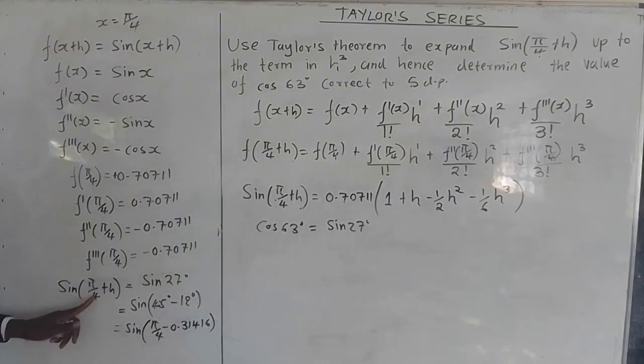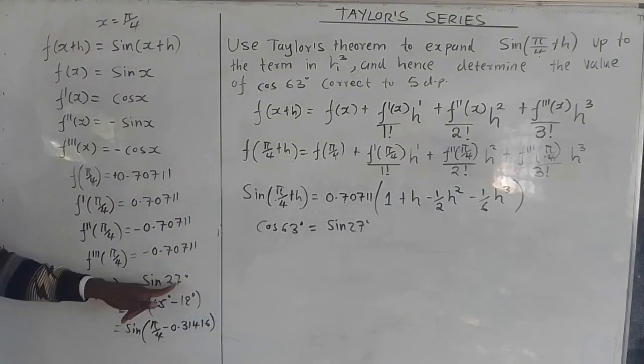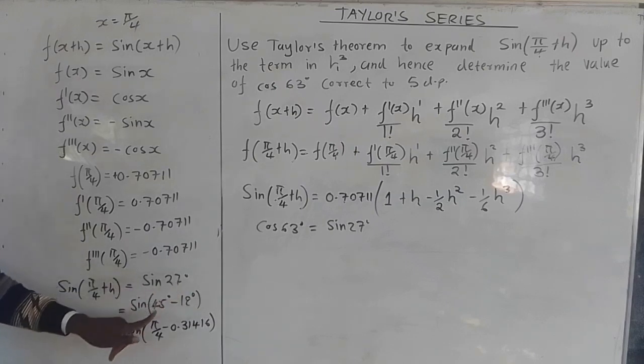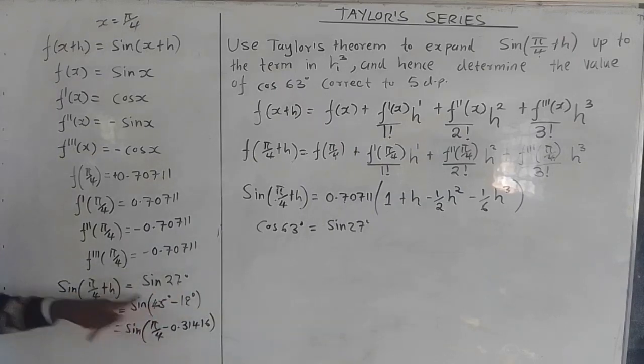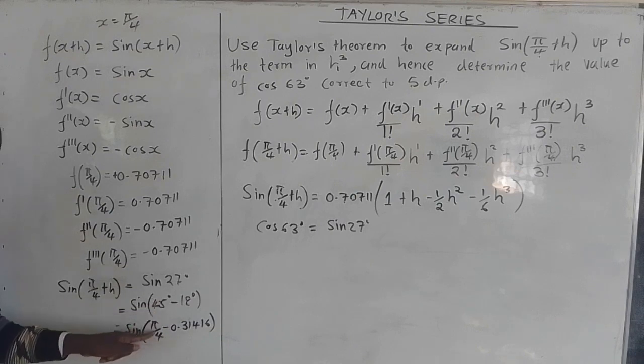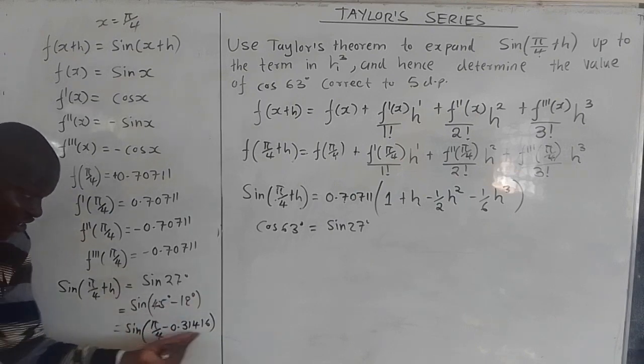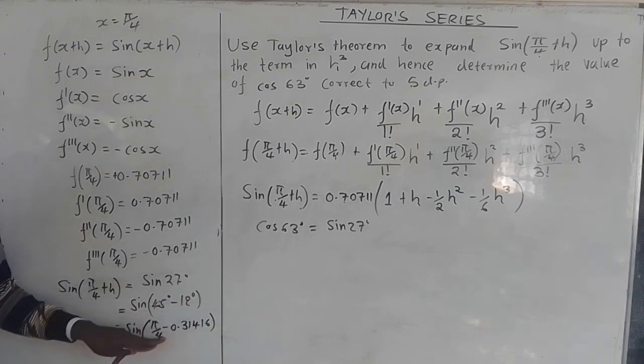So when we have, say, pi over 4 plus h to be equal to, say, 27. 27 degrees is the same as 45 minus 18, because this must be 45, pi over 4, isn't it? Are we together? So 27 we found is 45 minus 18, 45 is pi over 4, and negative 18 degrees is that. So this value of h is what we are interested in.